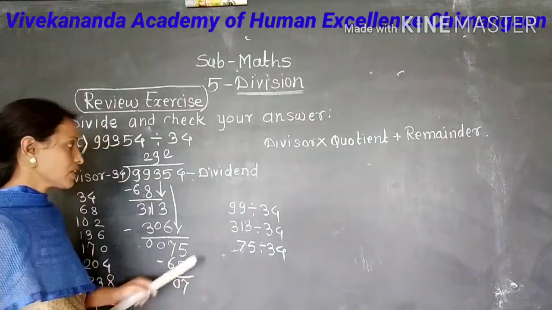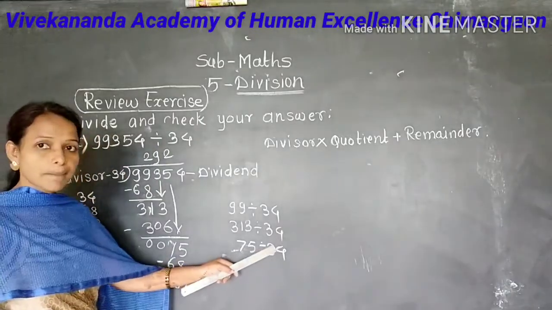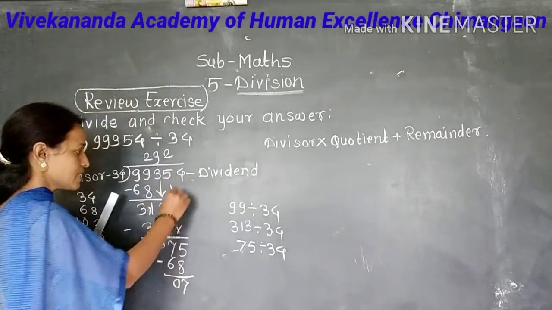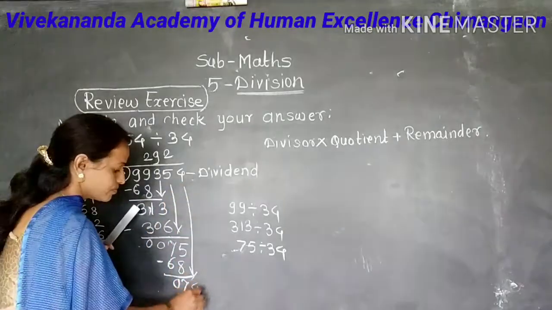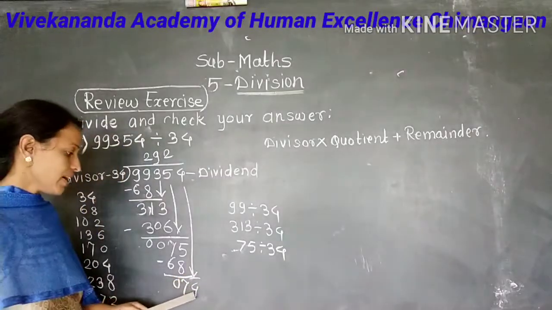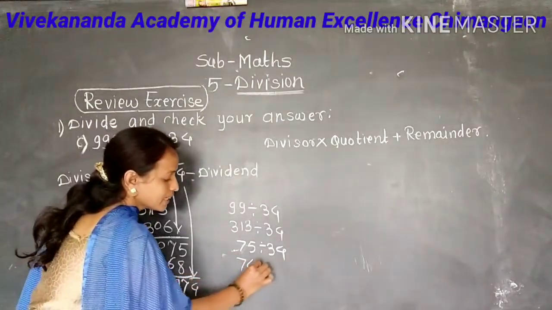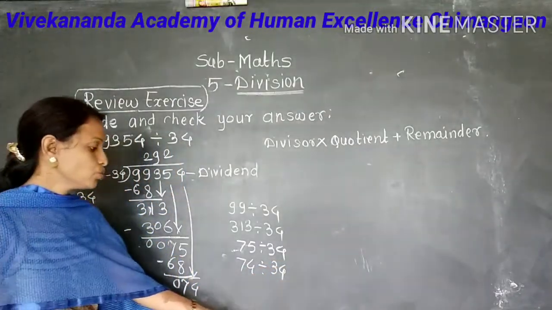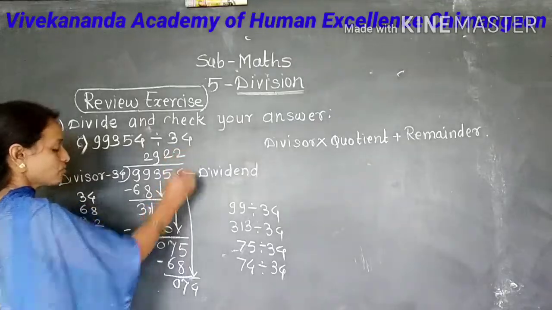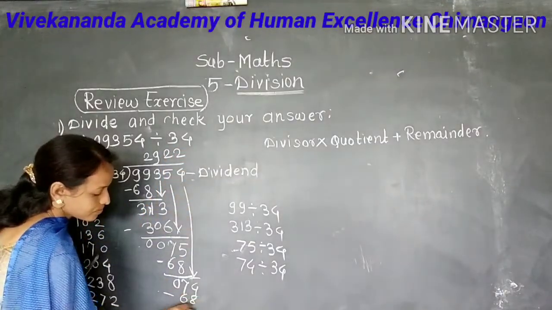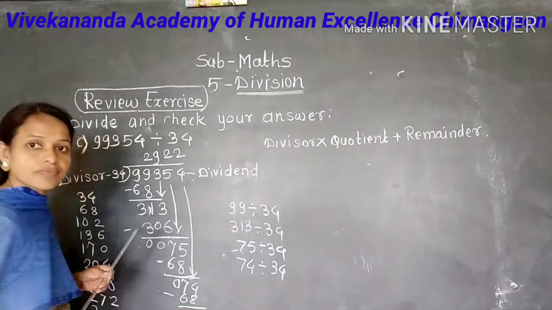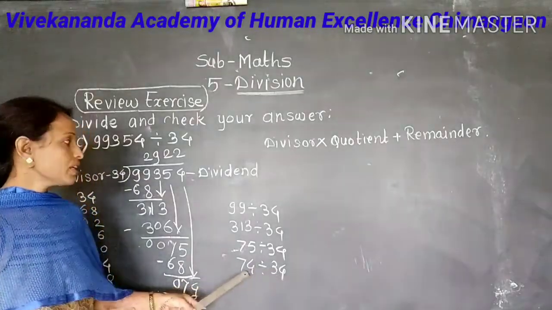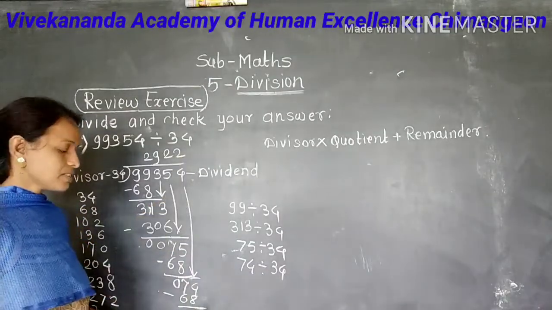Dividing 75 by 34, it gives us quotient 2 and remainder 7. Next digit 4, take it down. Now divide 74 by 34. It gives us quotient 2. 2 is written in the ones place. So here we divide 74 by 34. We get quotient 2 and remainder 6.